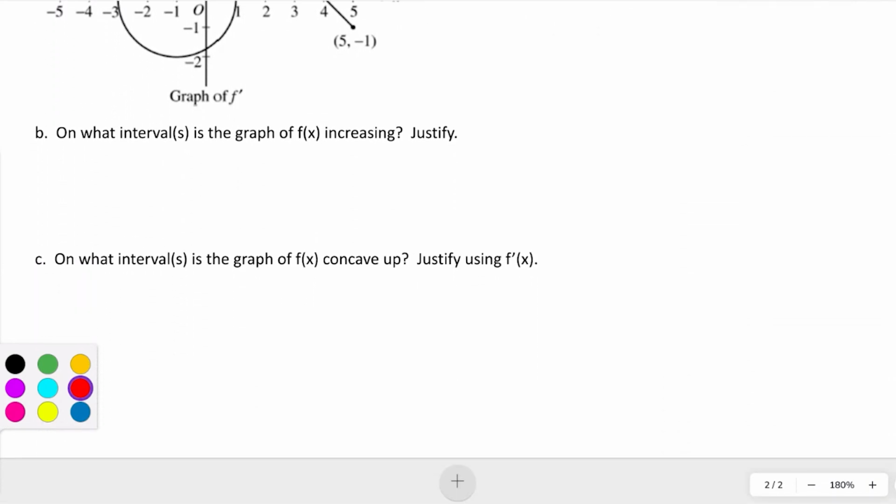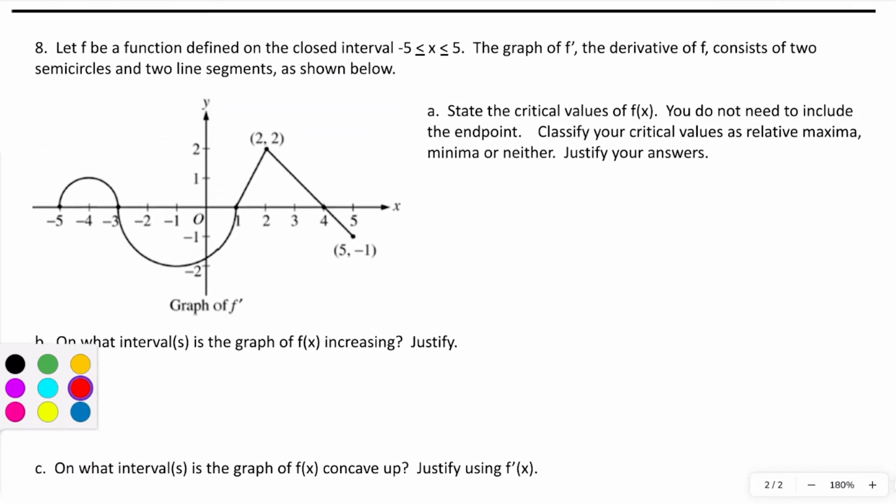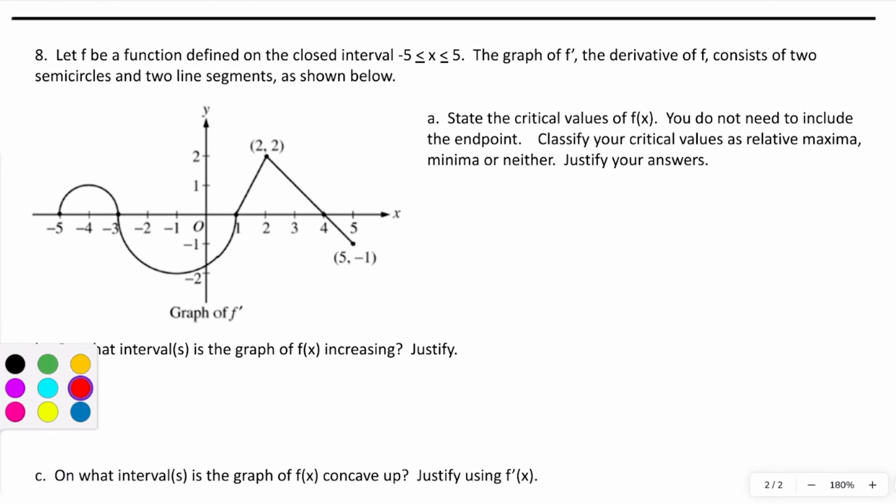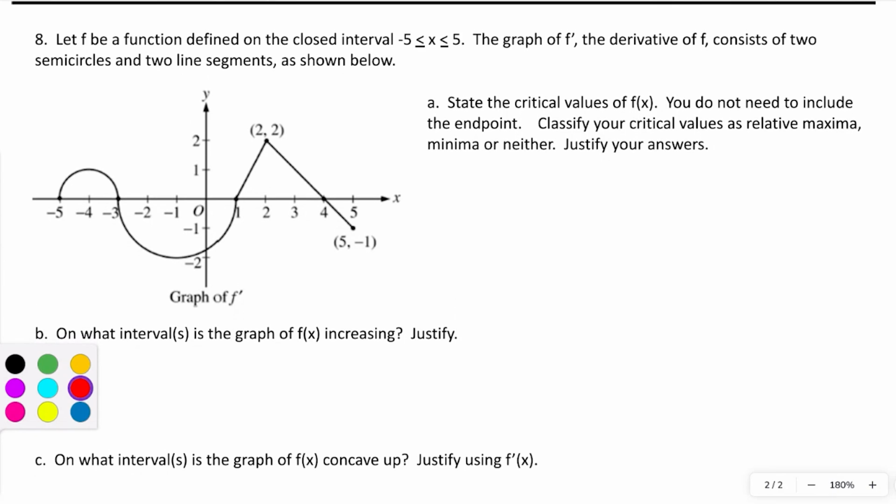And it looks like we just have one problem left here, so let's go ahead and wrap this up. 8 says let f be a function, and we can see the graph of f prime below. We got 2 semicircles, 2 line segments. All right, let's see what the question's asking. A says state the critical values of f of x. So again, critical values are where f prime either equals 0 or is undefined.